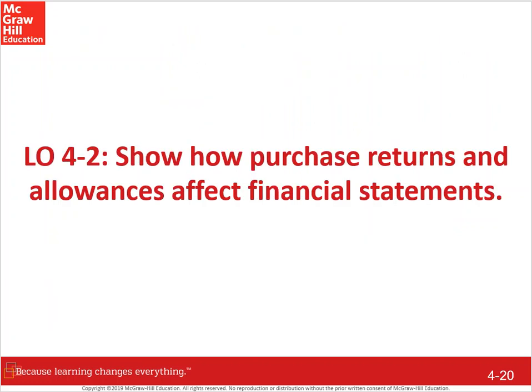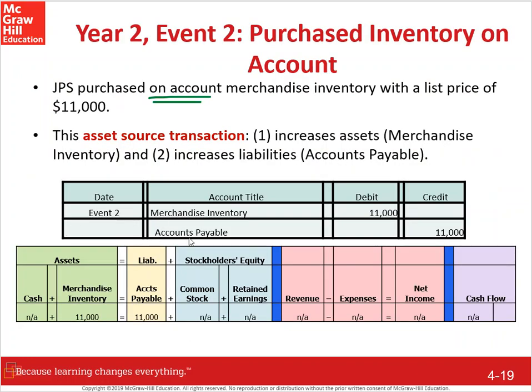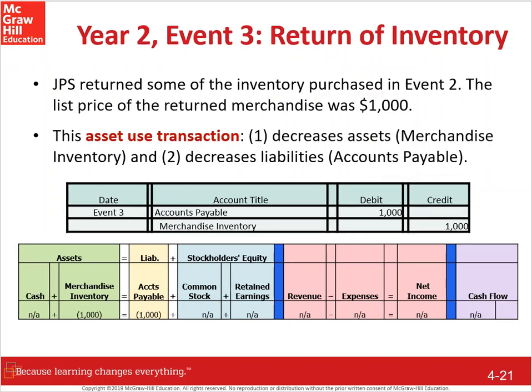So in the next few transactions, we're going to see what happens when we return inventory. So with that in mind, I'm going to go back real quick to event two. So if this is what it looks like to buy inventory, debit inventory, credit accounts payable, I want you to already have in mind what it'll look like to return inventory. So to undo this, right? Wouldn't we just flip our journal entry over? It'll be just the opposite.